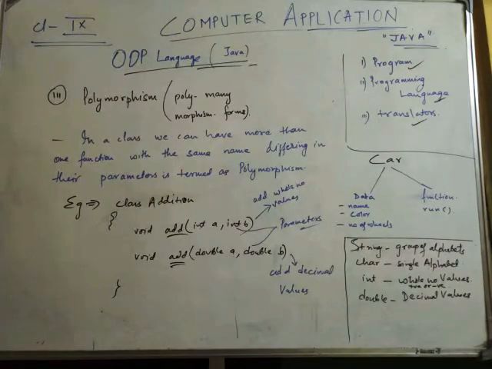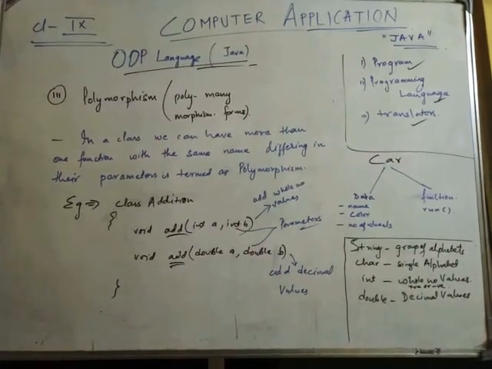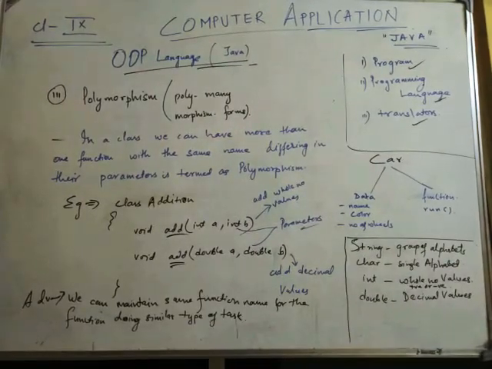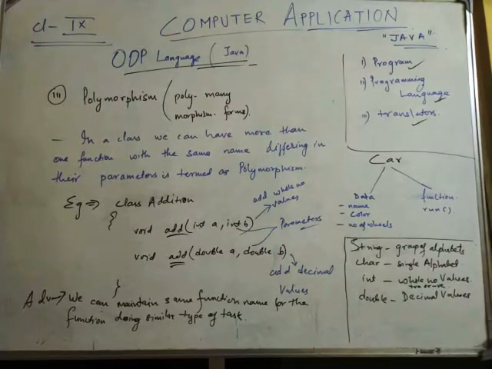Understood? So the first method here will add your whole number values. The second method will add your decimal values, having the same function name. So what is the advantage? We can maintain the same function name for methods doing a similar type of task. We don't have to remember different names. Clear? So this is the advantage of polymorphism.